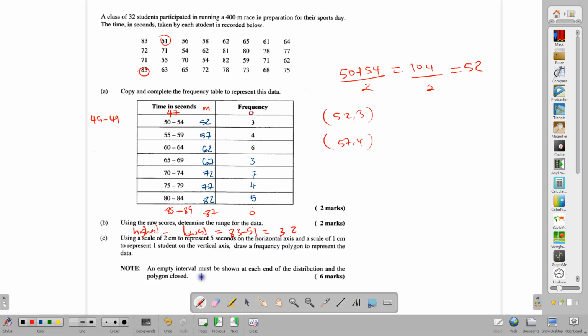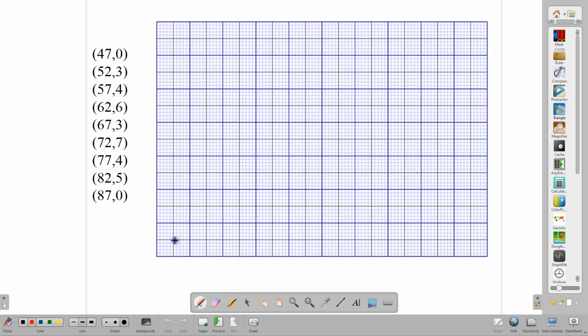So that's the range. And now we are going to draw our histogram using 2 centimeters to 5 seconds on the horizontal or x-axis and 1 centimeter to 1 student on the vertical axis. So let's go. Let's set up our graph.